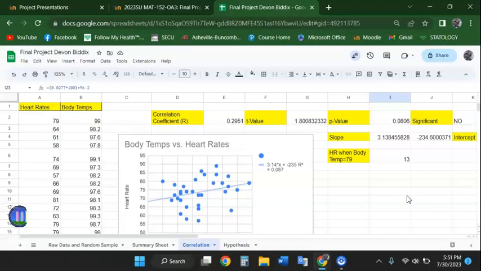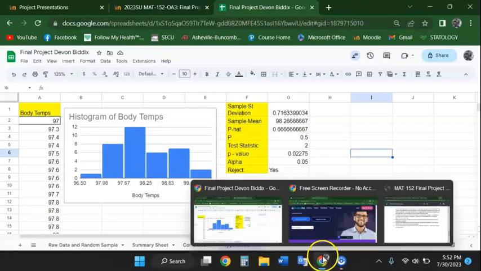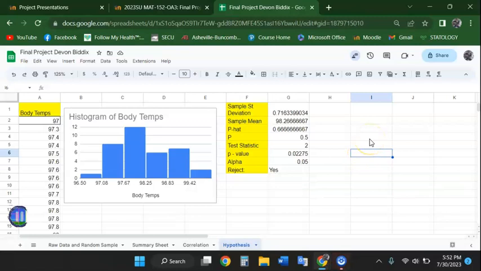So there's that. And the other thing I did was hypothesis. The null hypothesis, which is the original hypothesis, which is H0, claims that 50% of the body temperatures for the population is below 98.6 degrees. The alternative hypothesis is H1, and it claims that the proportion is greater than that.